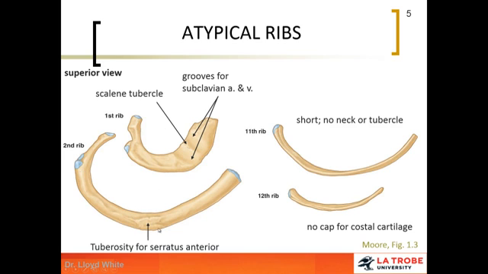And on the second rib, on the superior surface, there is a tuberosity on the body, and this is for the attachment of the serratus anterior muscle.